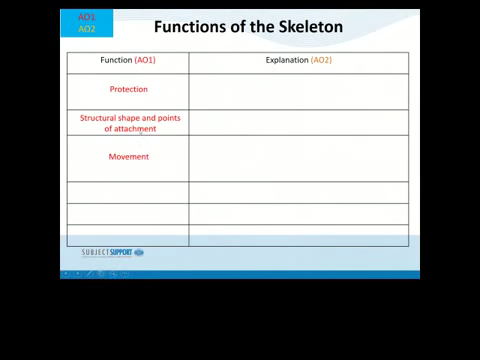Then we've got movement as number 3. Number 4 is our blood cell production. Number 5 is structural shape and points of attachment. They're just the wrong way around. I do apologize for that. And the last one, which was our favorite Friends character, Joey, chugging some milk there, was mineral storage. Okay, so those are our 6 functions of the skeleton that you will need to know.